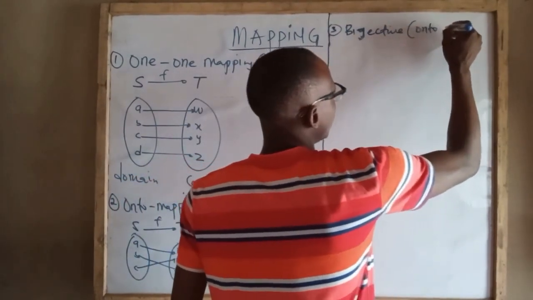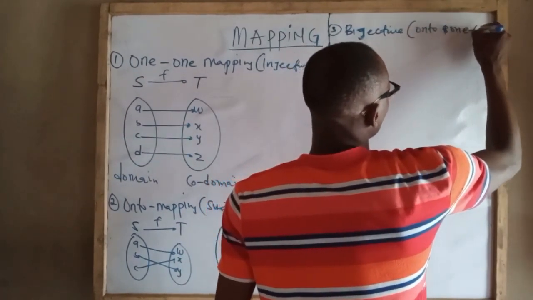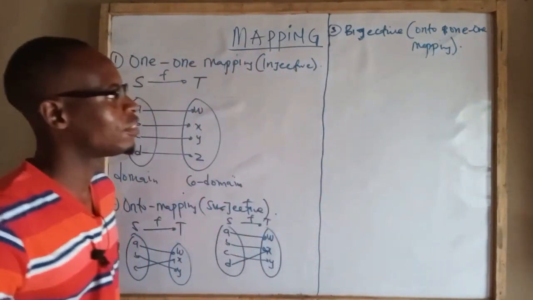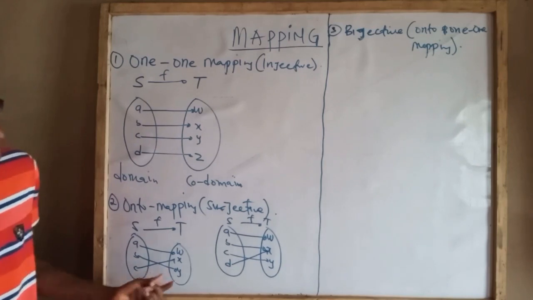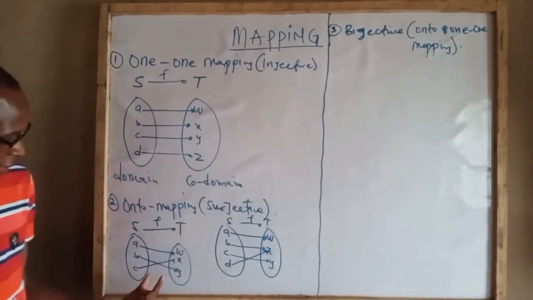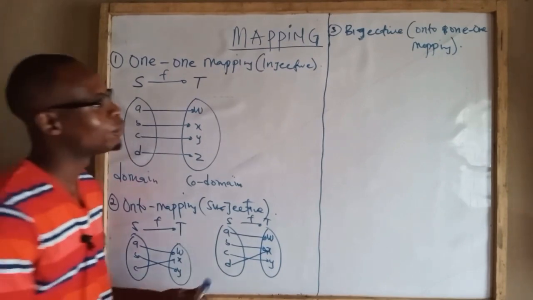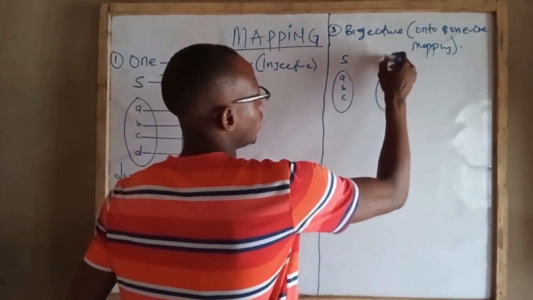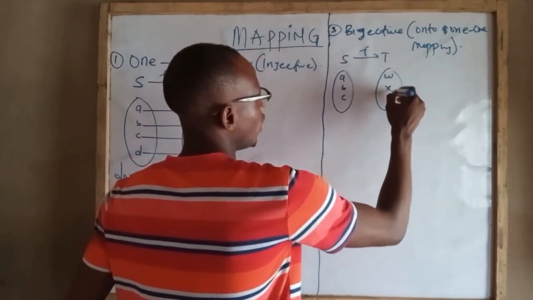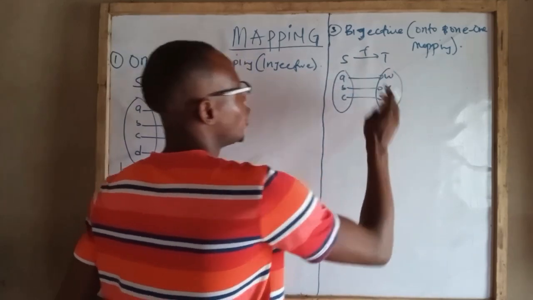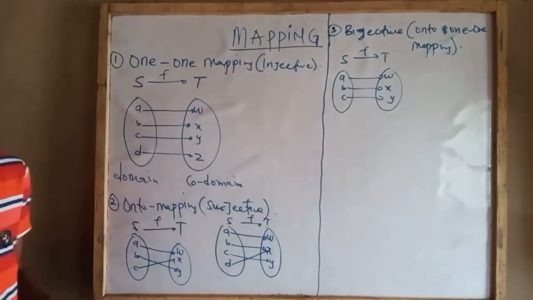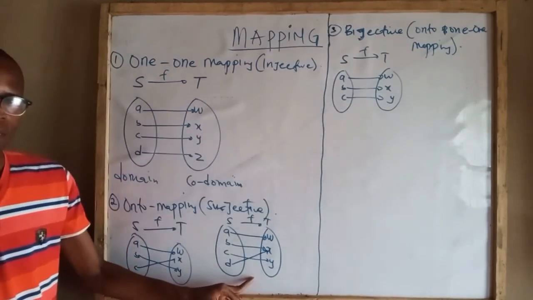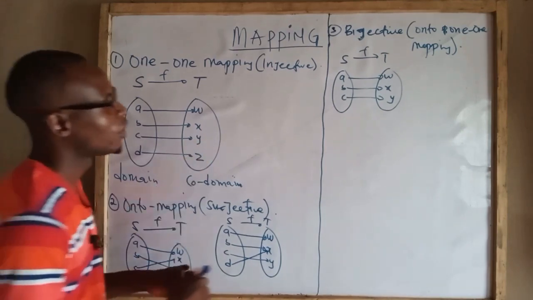So onto and one-to-one mapping is known as bijective. I can bring this example back here because this is onto, it is also one-to-one. So example is S, A, B, C, is being mapped to T, W, X, Y. So this is mapped here, this is mapped here, and this is mapped here. So this type of mapping is said to be bijective because it is both onto and also one-to-one mapping, but not this one. Are we together? Okay.